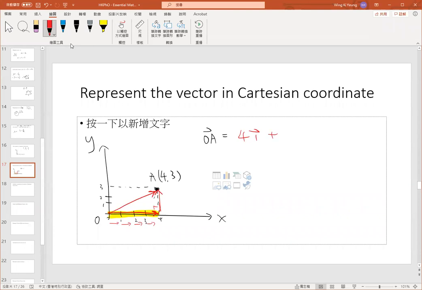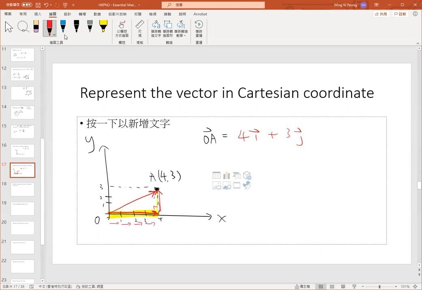And then similarly for the vertical one here. So this is 1, 2, 3. So this is considered as j, so that means it's 3j. So then the vector OA can be considered as 4i plus 3j. That's it.